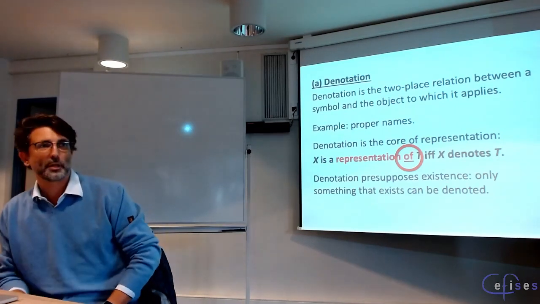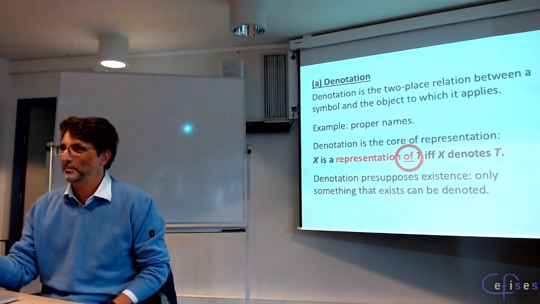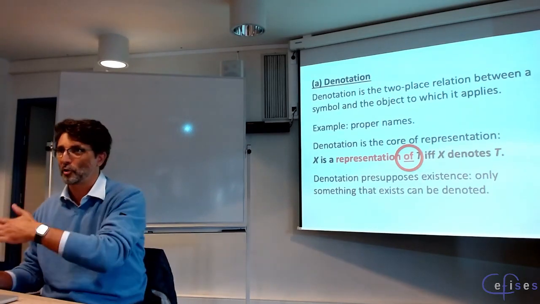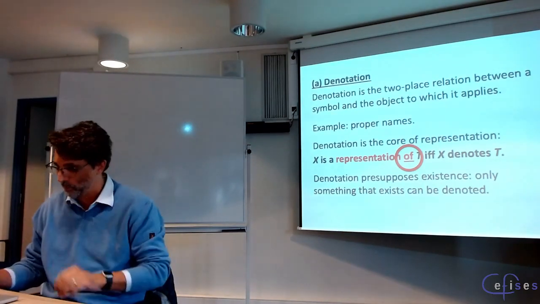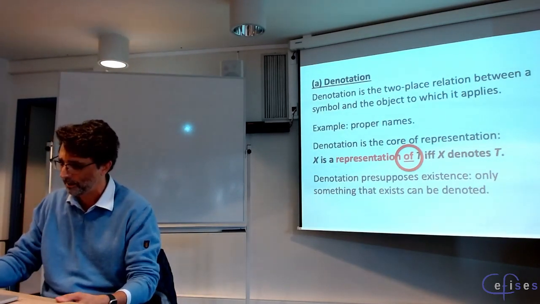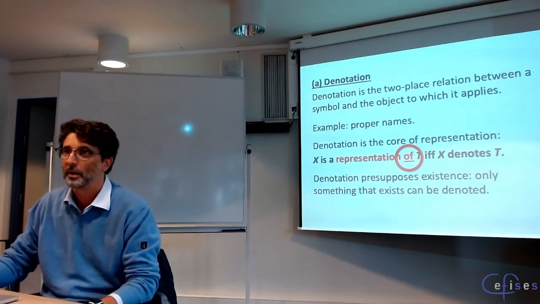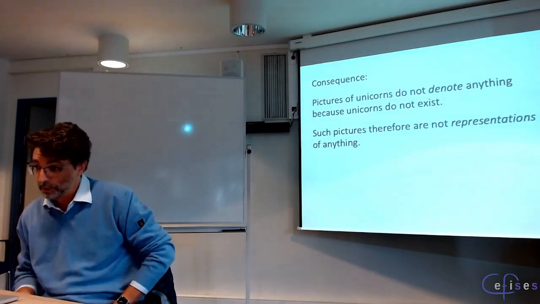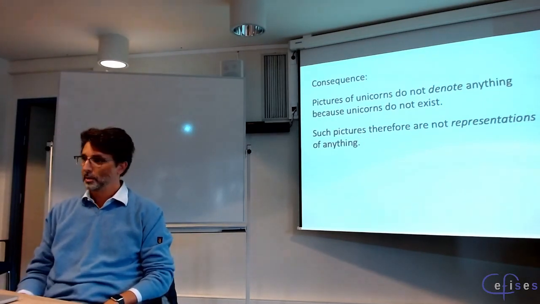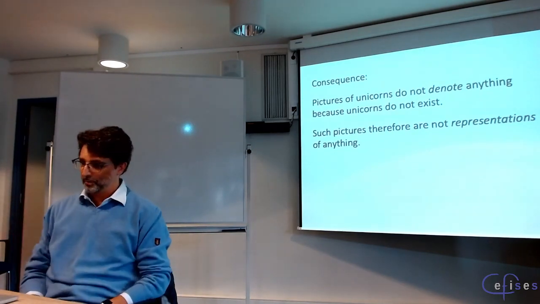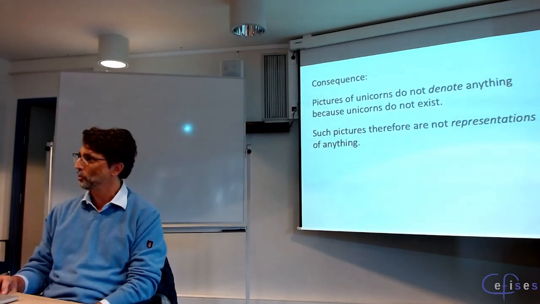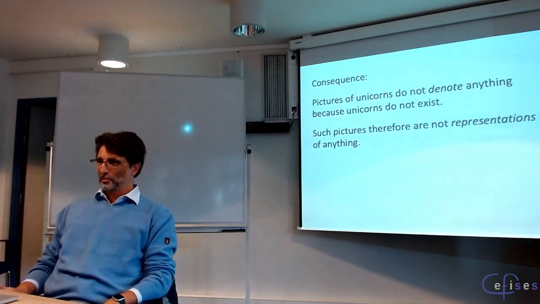And the crucial preposition here is "of", because I started by saying I give you an account of representation as. And so these little prepositions matter. So this is representation of, which will be a part of representation as, but obviously representation as will be more. There's also an important caveat here, namely that denotation presupposes existence, so only something that exists can be denoted. Now this has an immediate consequence, namely that things like pictures of unicorns do not denote anything at all, because there are no unicorns. And so the consequence is that pictures of unicorns are not representations of anything at all. Now that is a somewhat counterintuitive consequence.